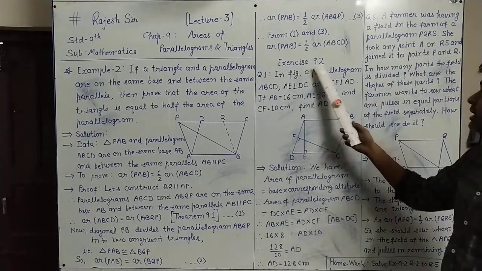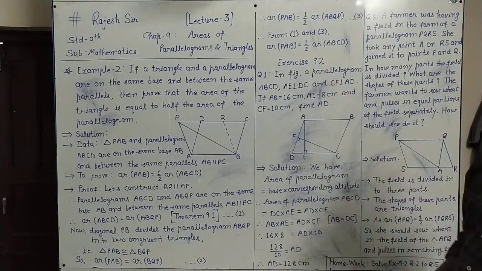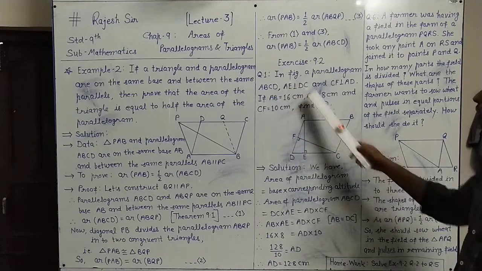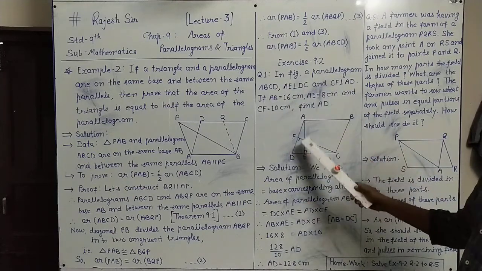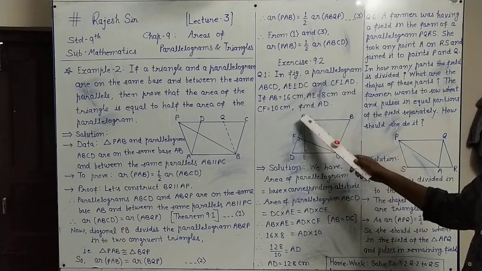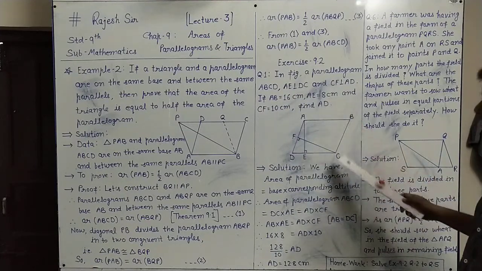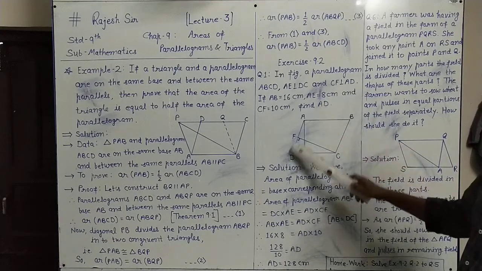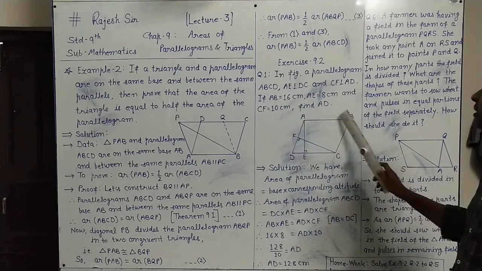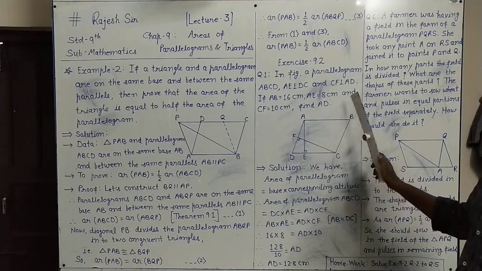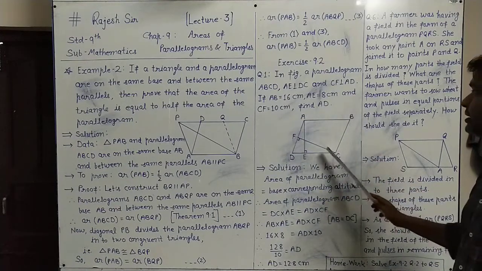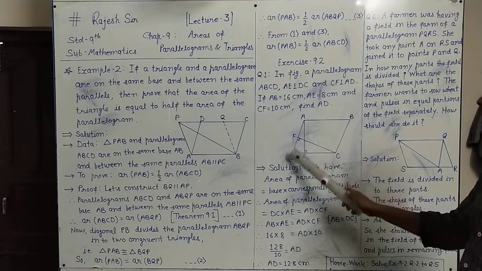Now in exercise 9.1 to 9.2, we have question number 1. This is the figure given. ABCD is a parallelogram. AE is perpendicular on BC and CF is perpendicular on AB. If AB is 16 cm, AE is 8 cm and CF is 10 cm, find AD. This is given.